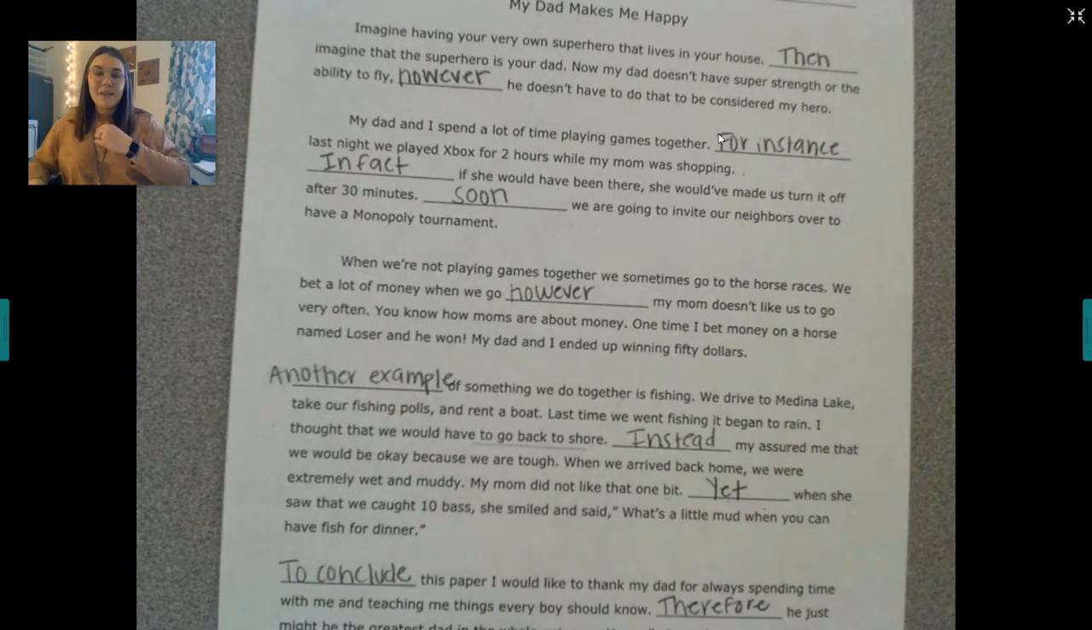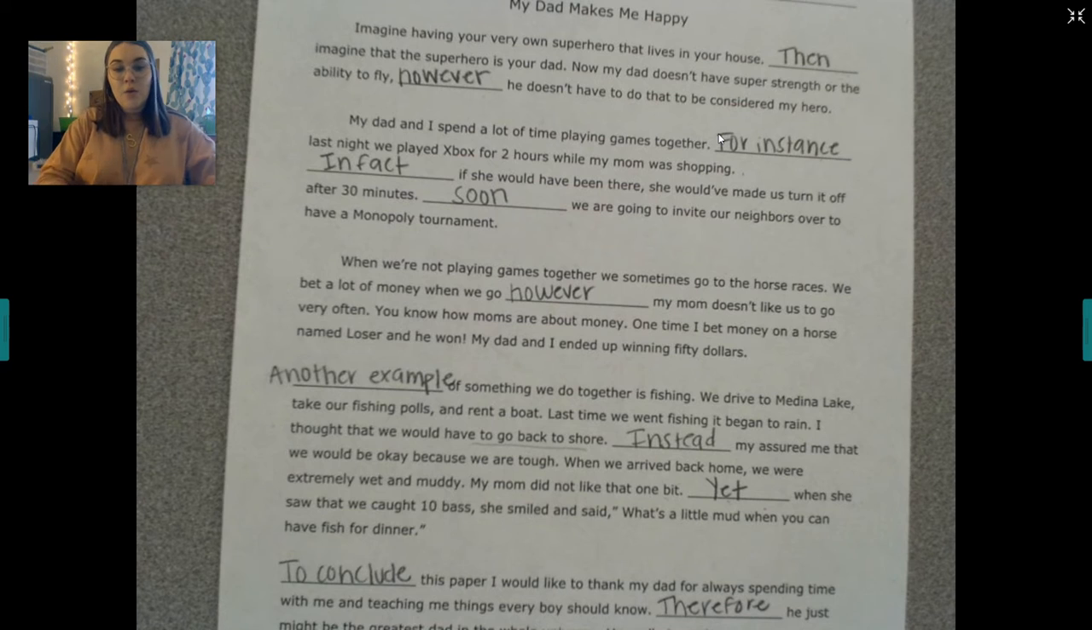So when I'm picking my transition words, I'm thinking to myself, how does it sound? Does it sound good? Does it sound bad? Does it fit with that sentence? Is it telling me the right things in the right order?